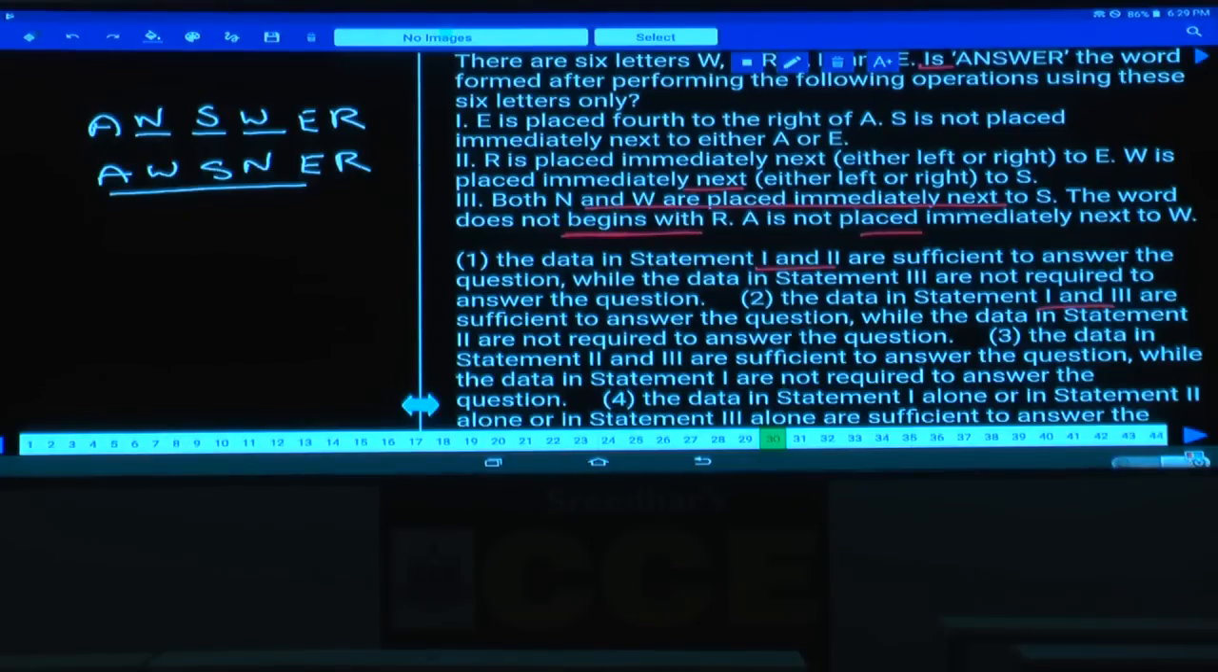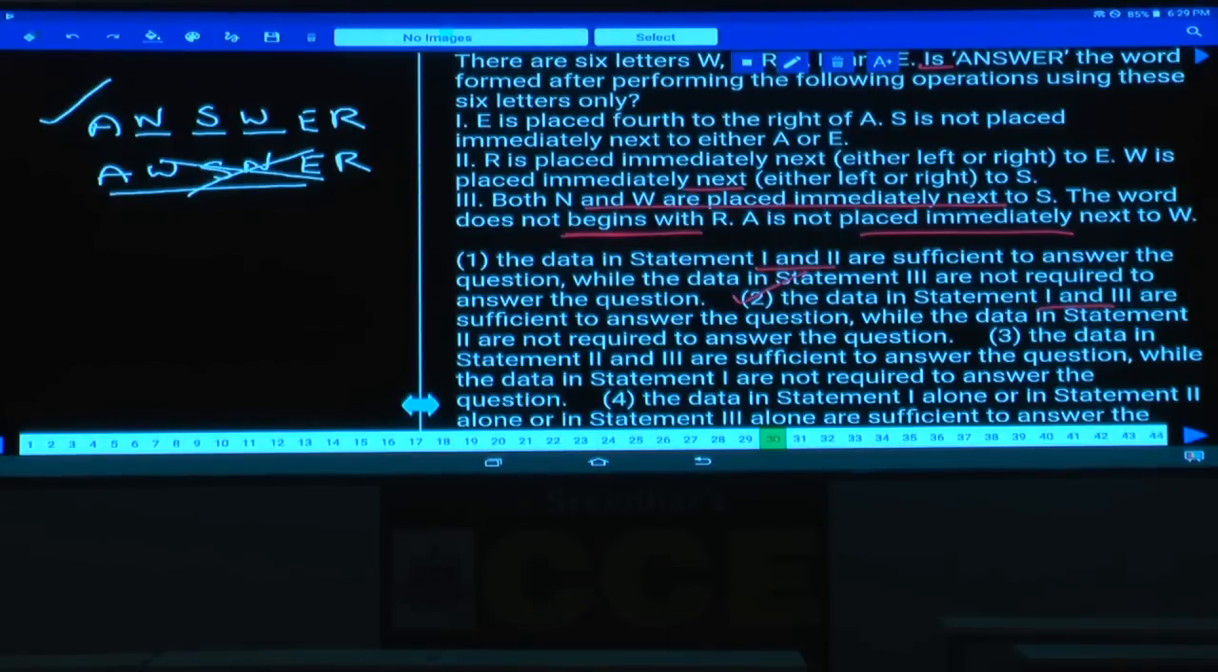A is not placed immediately next to W. As A is not placed immediately next to W, this case is ruled out. As this is ruled out, then what is the final answer we are getting here? Yes, we can form the word ANSWER with the help of these 6 letters, and by taking which 2 statements here? 1 and 3 are sufficient. And that is given in choice 2.